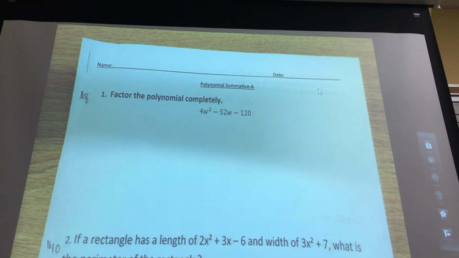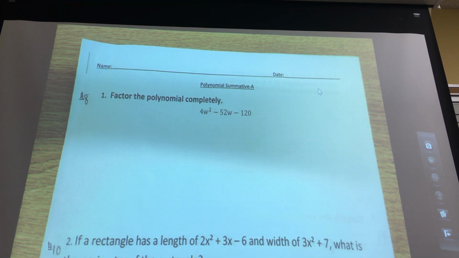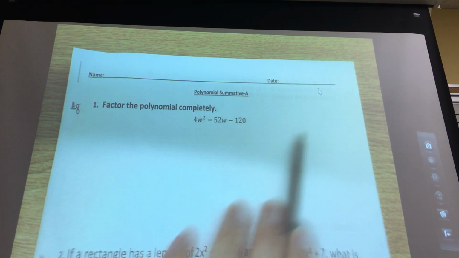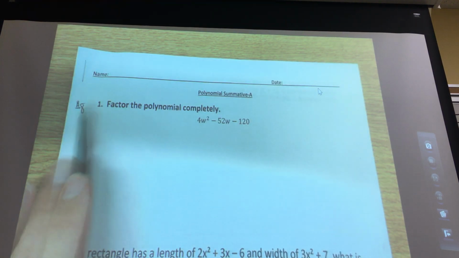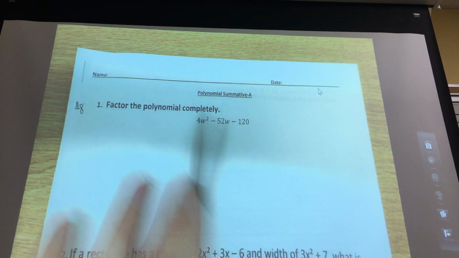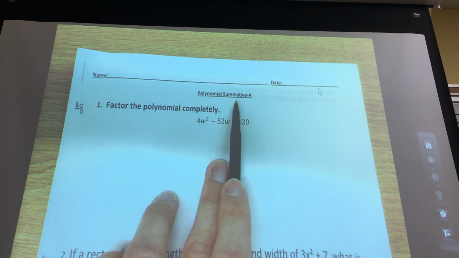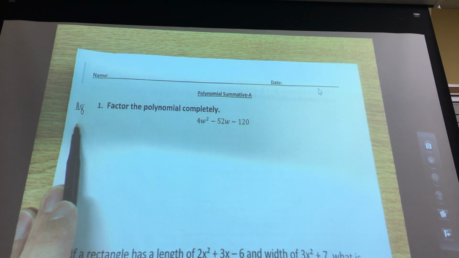so we had two summatives that we went over. There was summative A and summative B. If you look at the top of your summative, you can see which summative you have. I'm going to use polynomial summative A, but as I am doing it, I will tell you what number it is on the other summative. So if you have polynomial summative A, you're going to be on this problem with me. If you have polynomial summative B, you're going to be on number 8.